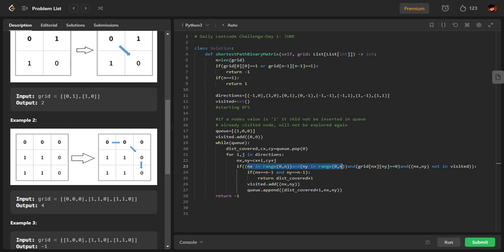Next, I am checking if the value of the node represented by nx and ny is 0. If it's not 0, as I told you, I will not be exploring it further, because here we need to consider only those nodes which have 0 value. So we will be doing that.